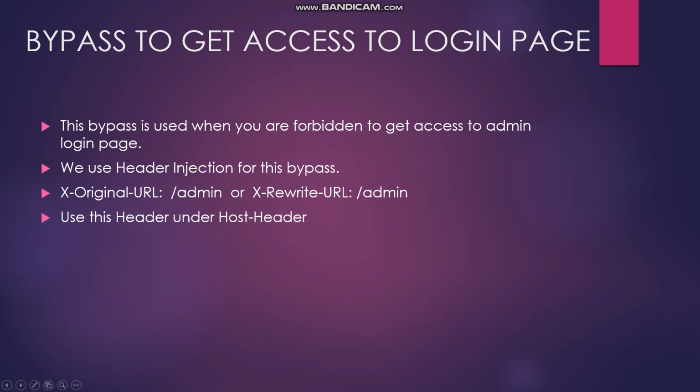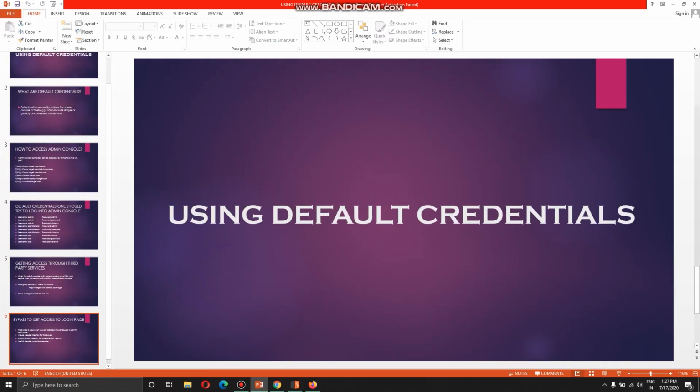Sometimes there is protection on the admin console, and you won't get access with your IP. So these are some of the bypasses that you should try to get access to the admin login page. It is not 100% sure that these bypasses will work, but it is worth trying. If one works, you can then try default credentials. Let me show you how it works.